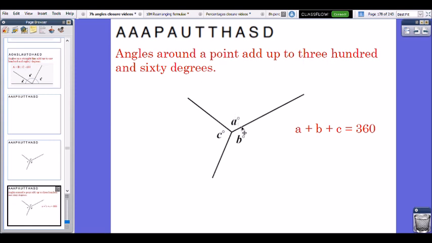So angles A plus angle B plus angle C, they add together to make 360, because if you remember, 360 represents a full turn. So remember that lesson with the skateboarder and the cats and the 360 no scope on Fortnite. So a full circle represents a full turn.